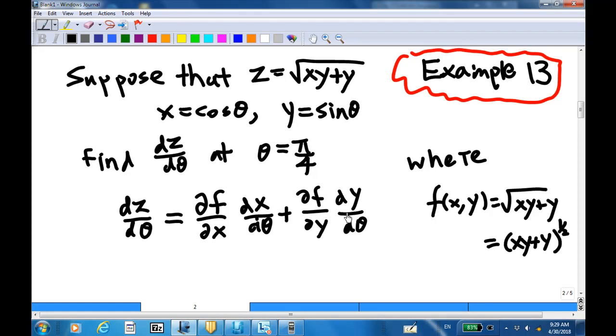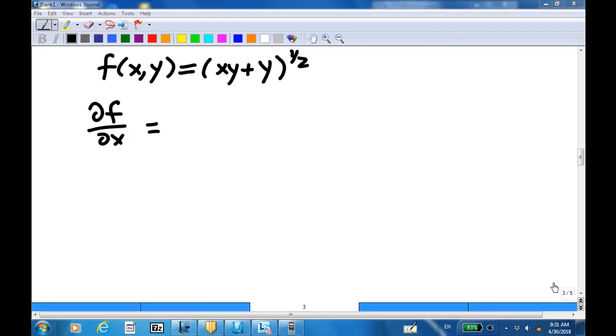Note the use of normal differentiation and partial differentiation. We use partial differentiation because the function depends on two variables. We use normal differentiation because x, y and z depend on theta only, where the function f(x,y) equals the square root of xy plus y, which is equal to (xy plus y) to the power half. Let's compute the partial differentiation first. f(x,y) equals (xy plus y) to the power half.